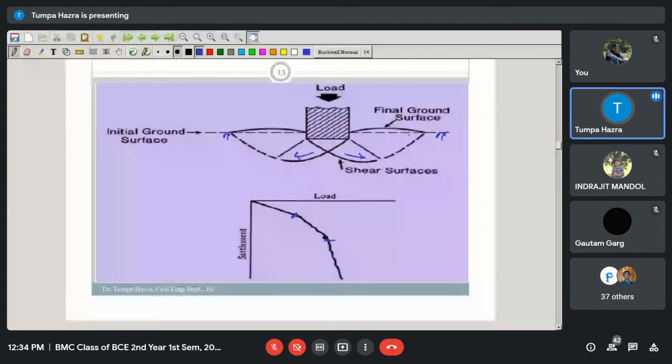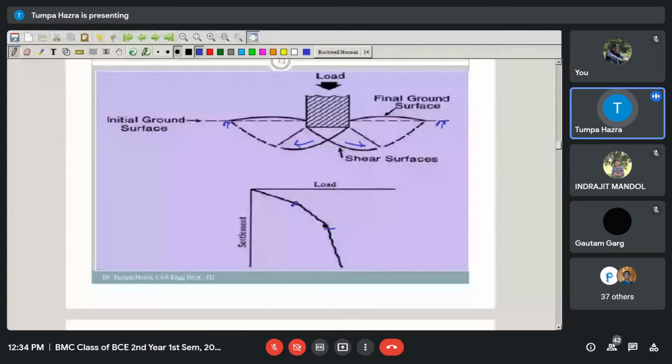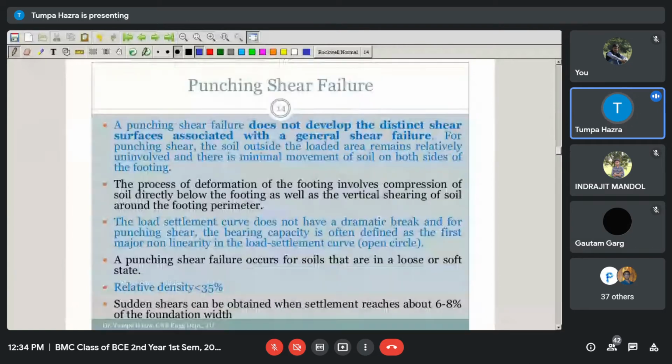And the third one is the punching shear failure. This will happen only for loose or soft soil, where the relative density is less than 35%.